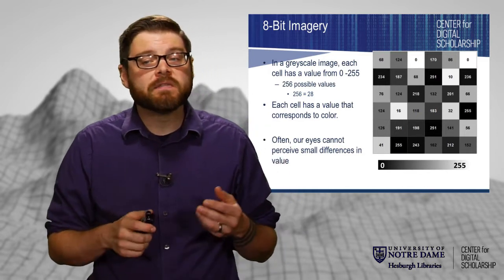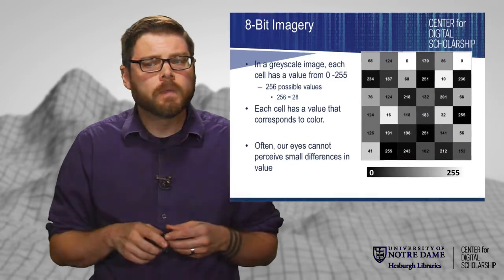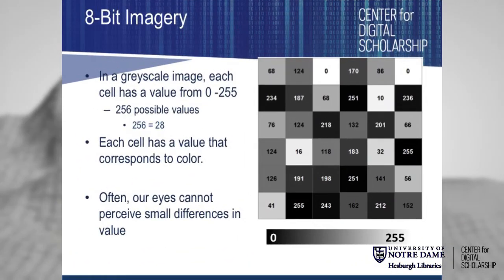So each cell has a value that then corresponds to that color. A low value is going to be very dark, a high value is going to be very light. And we can think about this as being scaled in the amount of color. So the difference between 252 and 253, our eyes can't really pick up. But the computer can, and these small differences are meaningful in some cases. So we want to make sure that we understand that even with 256 possible values, there are things beyond the ability of our eyes to pick out.